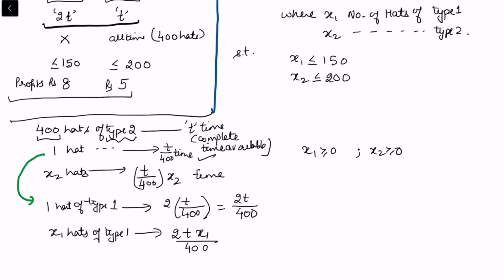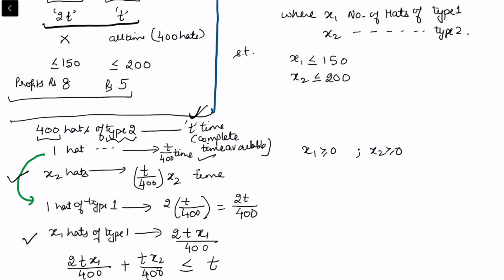So now for x1 hats of type 1, we will take 2 times t x1 by 400. Now we have a time for x1 hats and a time for x2 hats, and we know the total time that we had initially was t. So if I look at this as a constraint, I will get 2 times t x1 by 400 plus t times x2 by 400. This is the time for x1 hats, and the time for x2 hats will not exceed the total time.